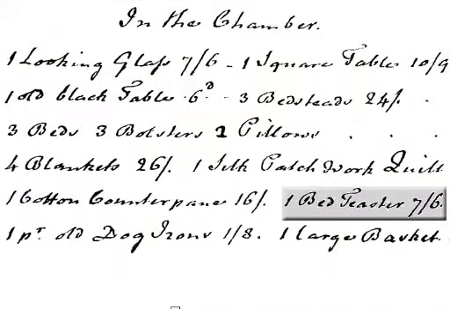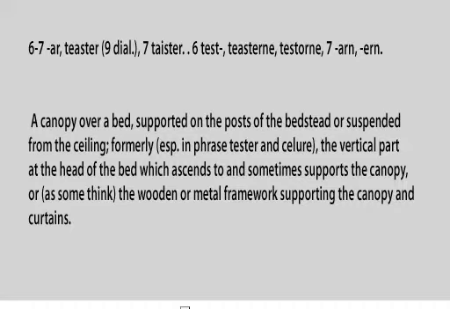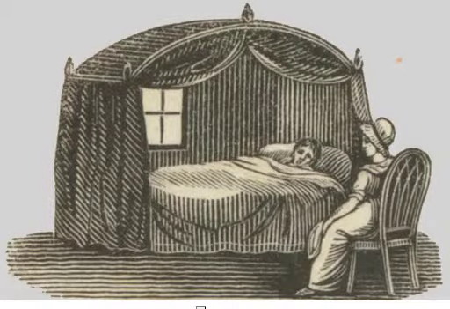I saw in the chamber, a bedroom, one bed teaster. So I thought, what is that, a teaster? So I went to the OED, and it was actually listed under tester, but the alternative spelling was teaster. What it is, is a canopy over a bed frame. So she had a canopied bed, and I found that just by looking in the Oxford English Dictionary.